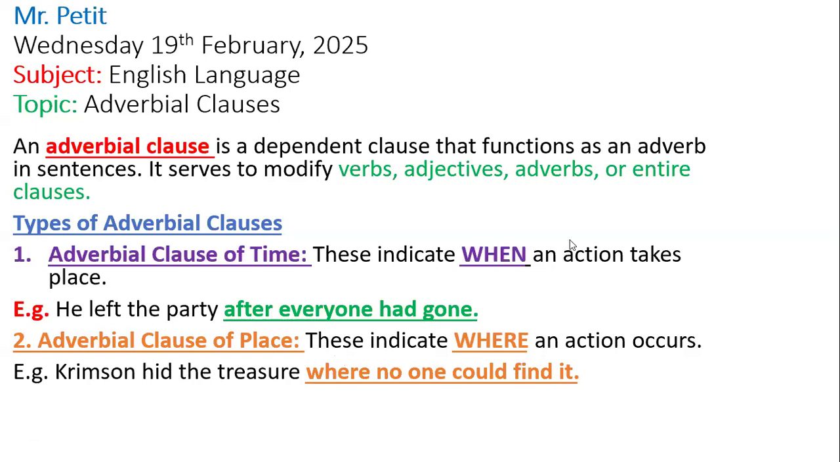Okay. Go ahead. Jada, read the definition of adverbial clause of place and also the example. Adverbial clause of place. These indicate where an action occurs. Example, Crimson hid the treasure where no one could find it. Very good. And what is the adverbial clause in the sentence? Where no one could find it.